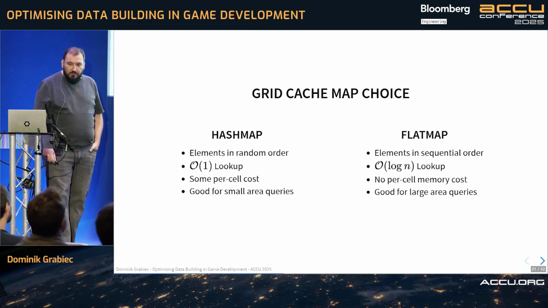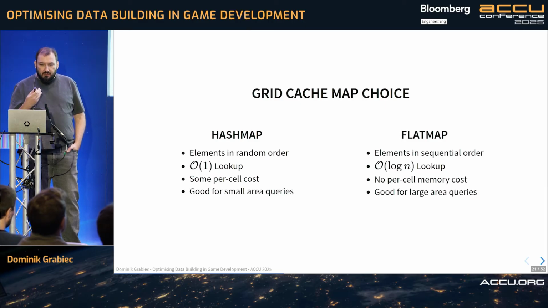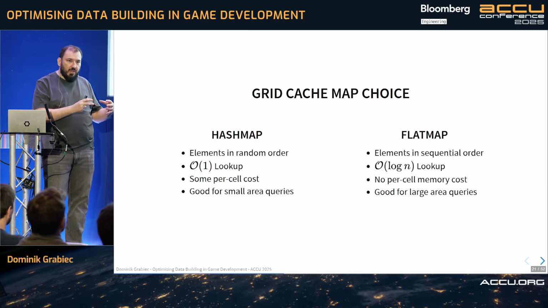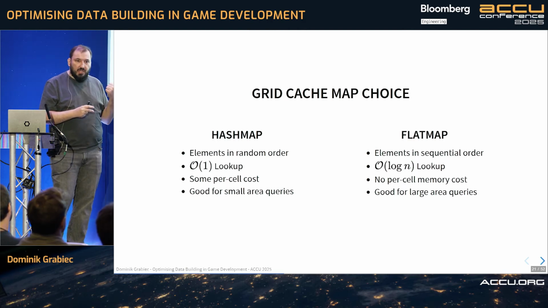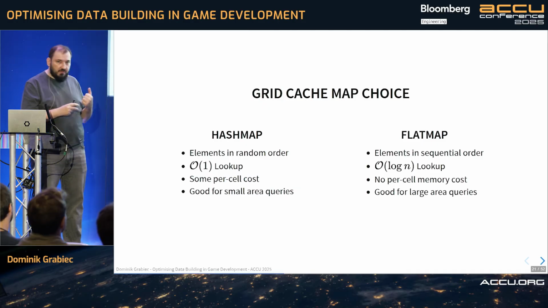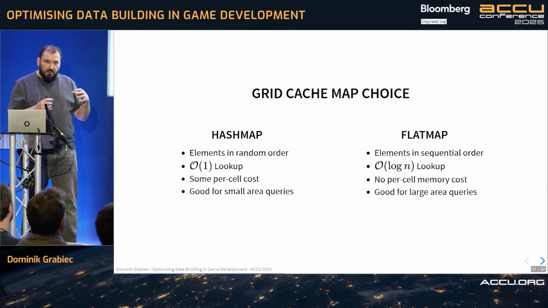The choice of map comes down to how you're going to access it, because you're paying an upfront cost to create it. If you're going to access a single area at a time and only that area, then you can use a hash map, because it's technically an O(1) lookup if it's correctly sized. If most of your queries are exactly a cell size or smaller, that's the way to go.